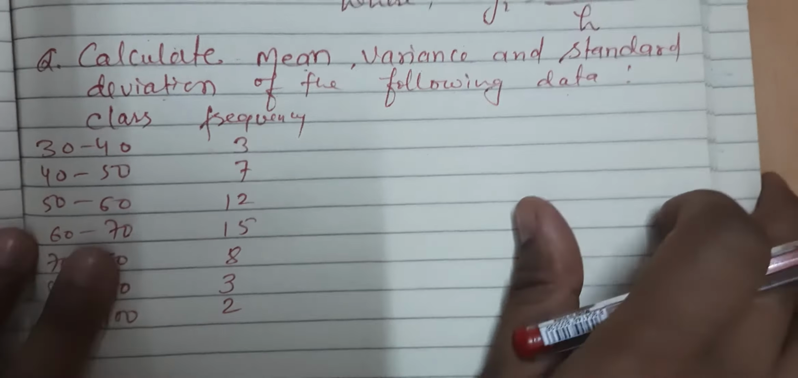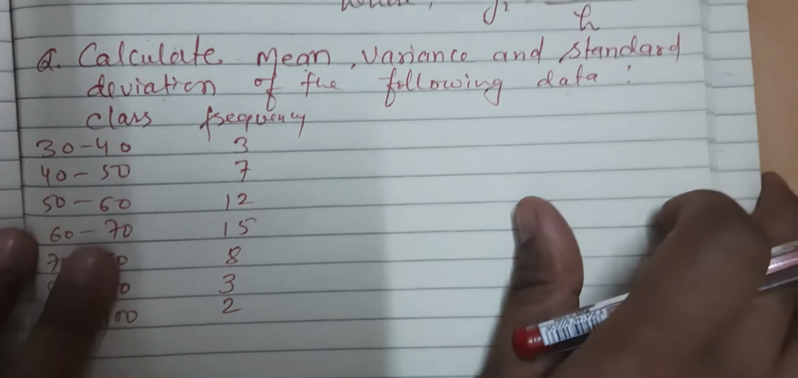So how will you find xi? It's the midpoint. Xi is a midpoint. So add both the numbers and divide by 2. So 40 plus 30, 70 divided by 2, 35. Middle value you have to write. Okay, 35, 45, 55, 65, 75, 85 and 95.